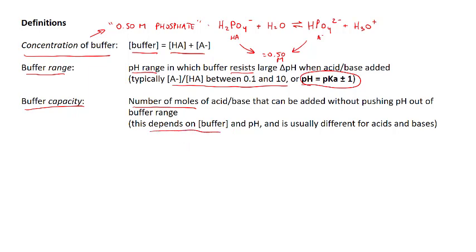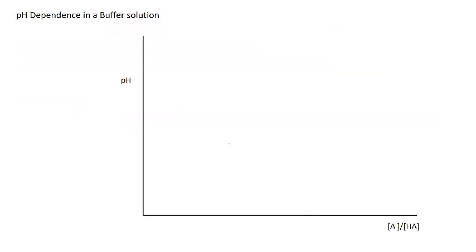And this depends on the buffer concentration. So the buffer capacity is always proportional to the concentration of the buffer. And it's going to be different at different pHs. So it also depends on pH to some extent. Okay, let's look at the pH dependence in a buffer solution. This is essentially a titration experiment.